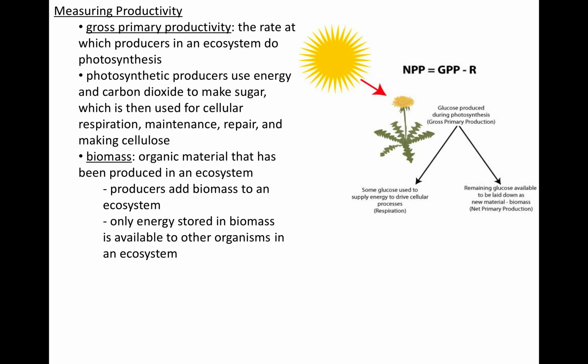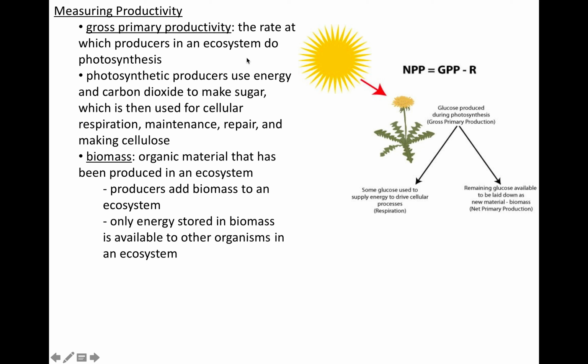Terms you may see. You're going to see these terms especially later when you get to AP Bio and AP Environmental Science. Gross primary productivity. This has to do with the rate at which, for example, you have an ecosystem and you have a lot of producers there. So let's say you have a rainforest. That rainforest is doing photosynthesis. So gross primary productivity is the rate at which those producers are doing photosynthesis.